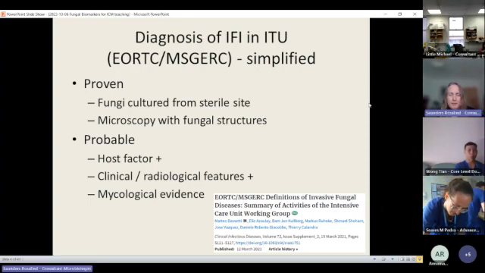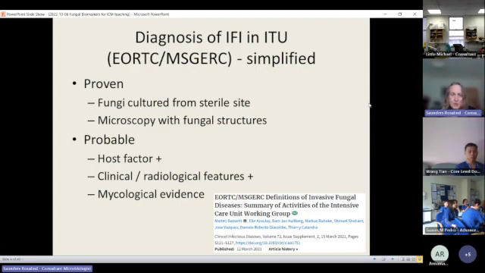To have a probable invasive fungal infection, you need three things. You need a host factor, which I'll talk about in a moment, either clinical or radiological features, and mycological evidence. So the host factor is something that effectively immunosuppresses the patient or puts them at additional risk. And from the point of view of intensive care units, you can assume that most of your patients who are in intensive care for any extended duration of time will have at least one host factor. So it's things like having central lines, being colonised with candida, being on broad spectrum antibiotics.